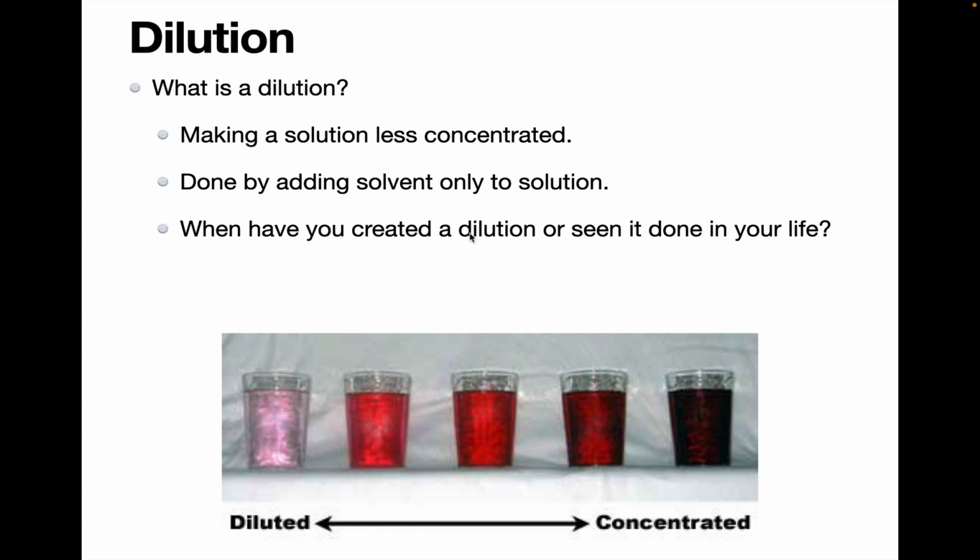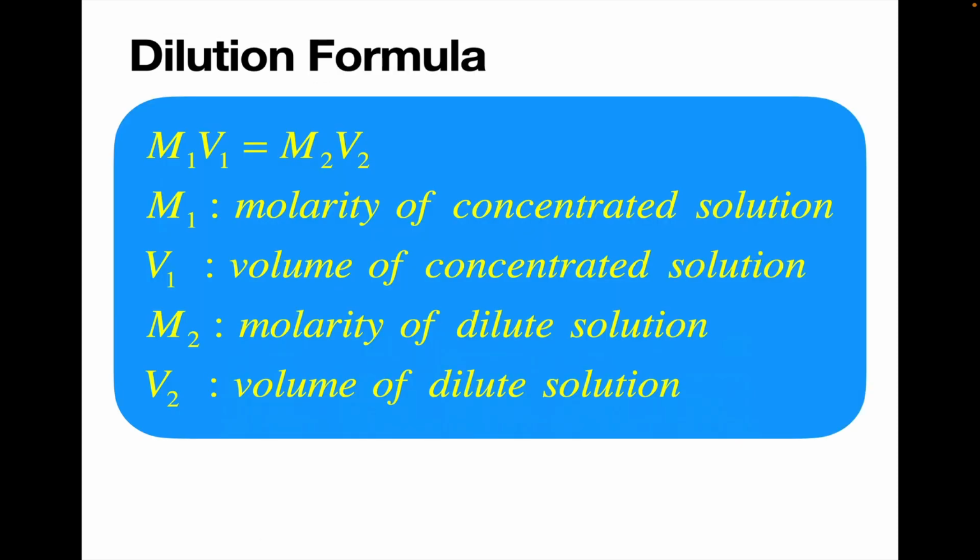So when have you created a dilution or seen it done in your life? Possibly when you have mixed juice. You may have got concentrated orange juice and put it in and then dissolved it and then diluted it. It's possible that you use that Mio stuff in your water that comes in really concentrated and you put it in with your water and dilute it. It's possible for laundry detergents. Sometimes you dilute those. So lots of different ways that we've diluted. Usually what happens is you're only adding water, okay?